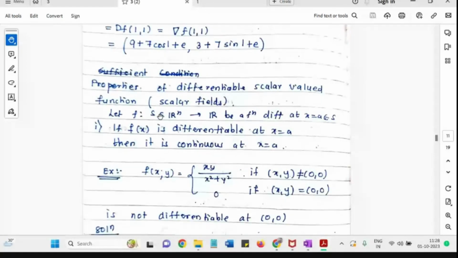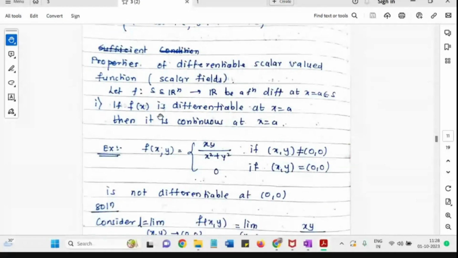Now let's observe some of the properties of a scalar valued function and see how they are useful in solving problems. If I have a scalar valued function which is differentiable, then it is continuous. This is a very popular result. If you are able to find the total derivative of a function, or if you are able to check the definition of differentiability of a scalar valued function, and it turns out to be differentiable, it is continuous. It can be used the other way around. If my function is not continuous at a, certainly it is not differentiable at a.